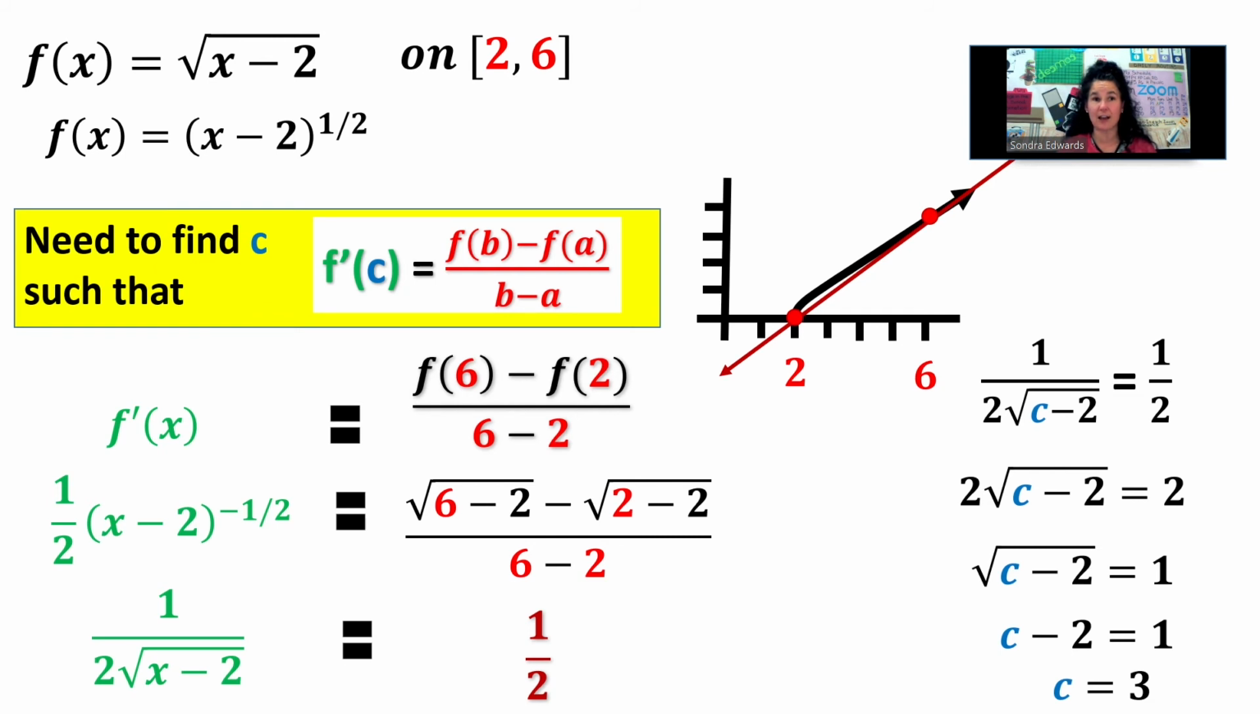So we have just found the x value that we're calling c between 2 and 6, where the slope of the tangent is equal to the slope between the endpoints. Let's look at that in the picture. Here's 3, and then if I plot that point, notice the slope at x equals 3, the slope of the tangent right there is the same as the slope between the endpoints.